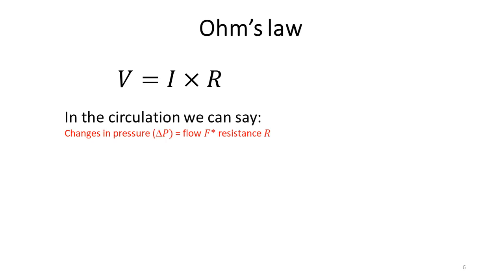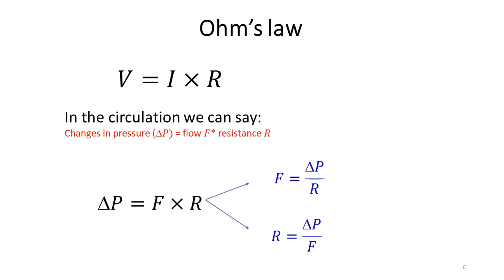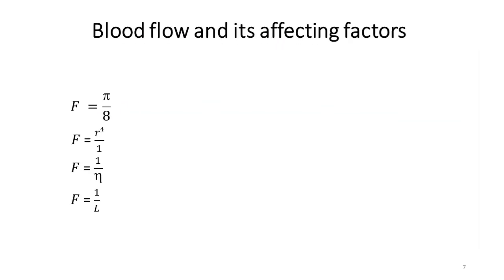We can find F and R by this equation. Here you can see F or flow can be calculated as delta P divided by R, or R can be calculated as delta P divided by F. So here you can see which factors have an impact on blood flow. A scientist named Poiseuille did some experiments and found which factors have a role in blood flow.